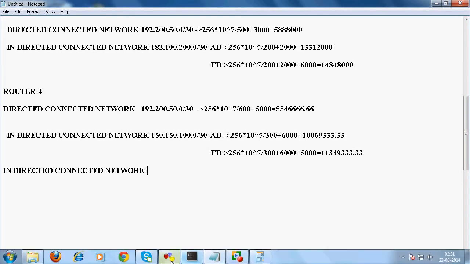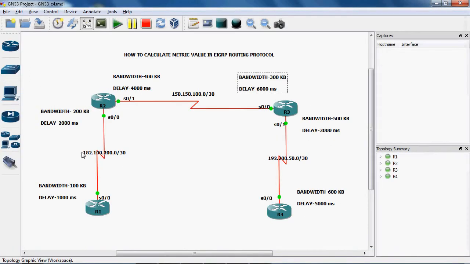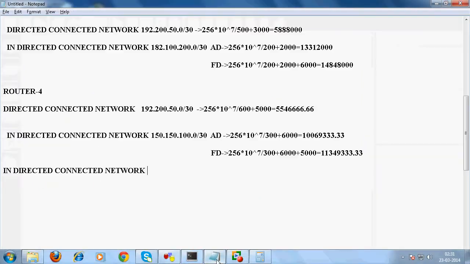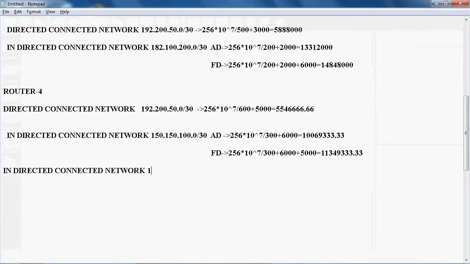Okay, so next indirect connected network for R4 router is 182.100.200.0/30. So this is also another indirect connected network. If it is an indirect connected network, we can find out the advertised distance and feasible distance.